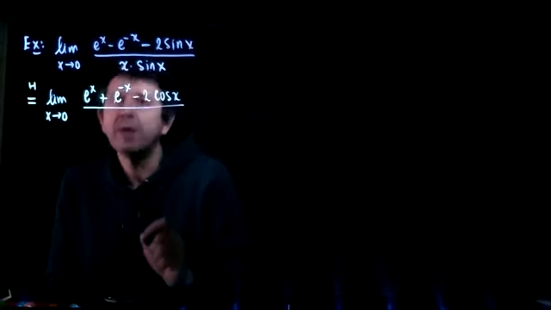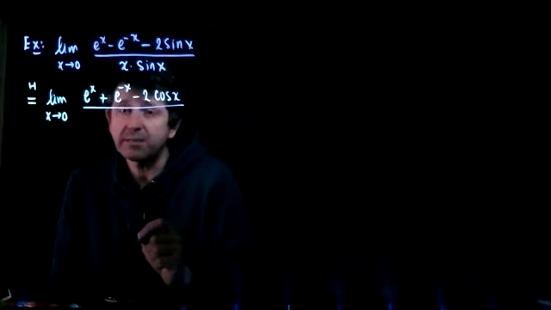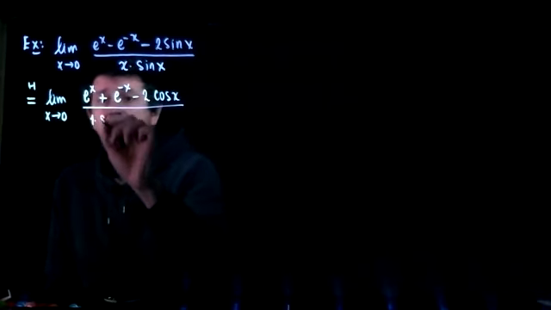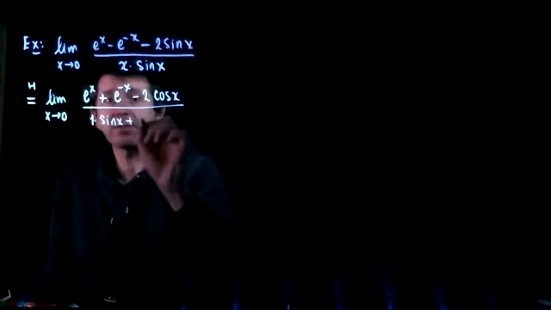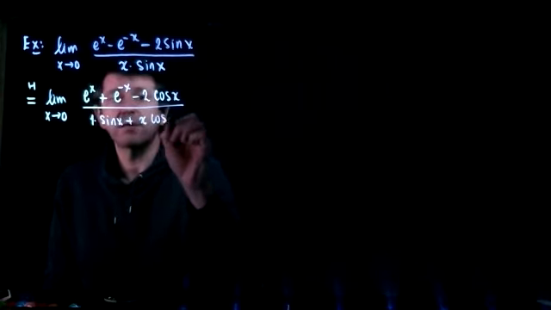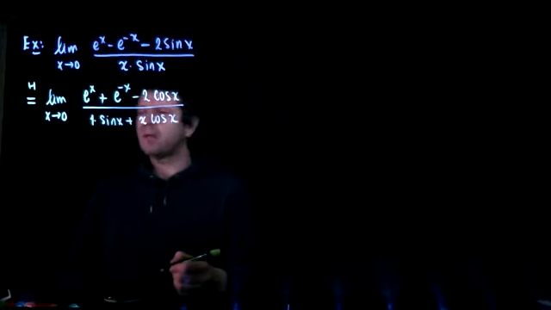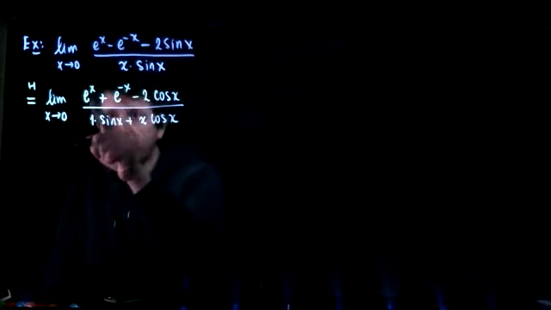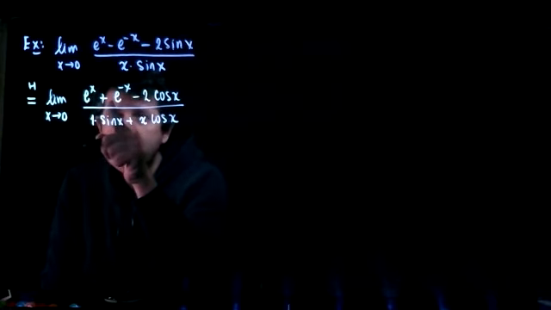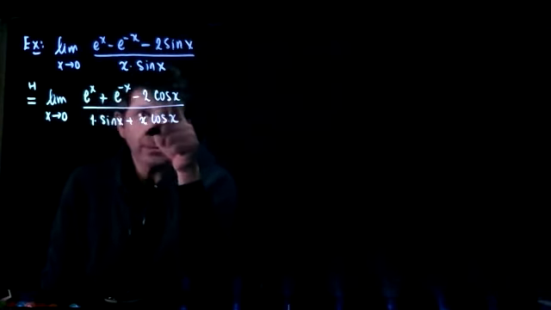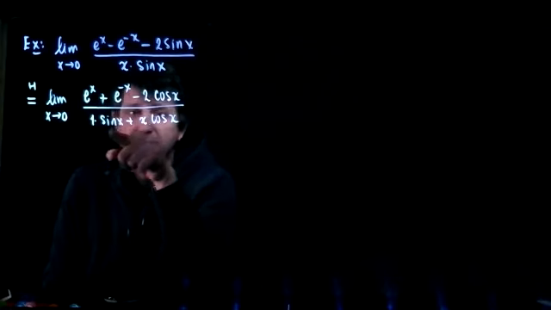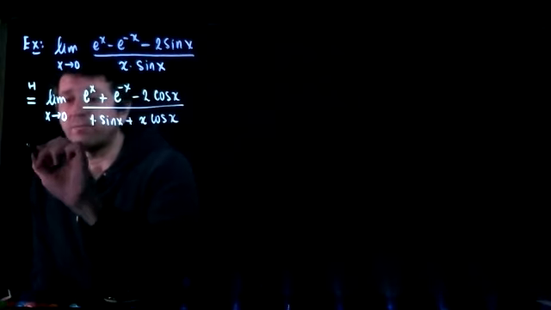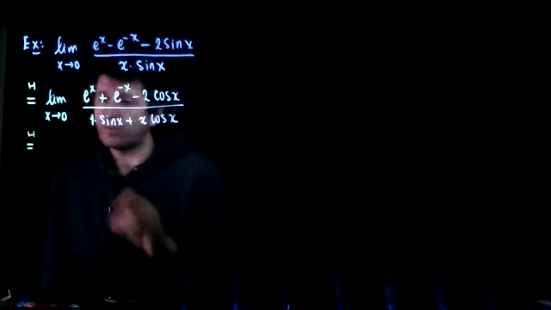And on the bottom, I do the derivative of x sine x. Don't forget there is a product rule here, so 1 times sine x plus x cos x. This is my first step using L'Hopital's rule. Let's plug in 0 again, so I get 1 plus 1 is 2, minus 2 times 1 is 0, and on the bottom I have 0 plus 0, again 0. So 0 over 0, I do L'Hopital's rule again.